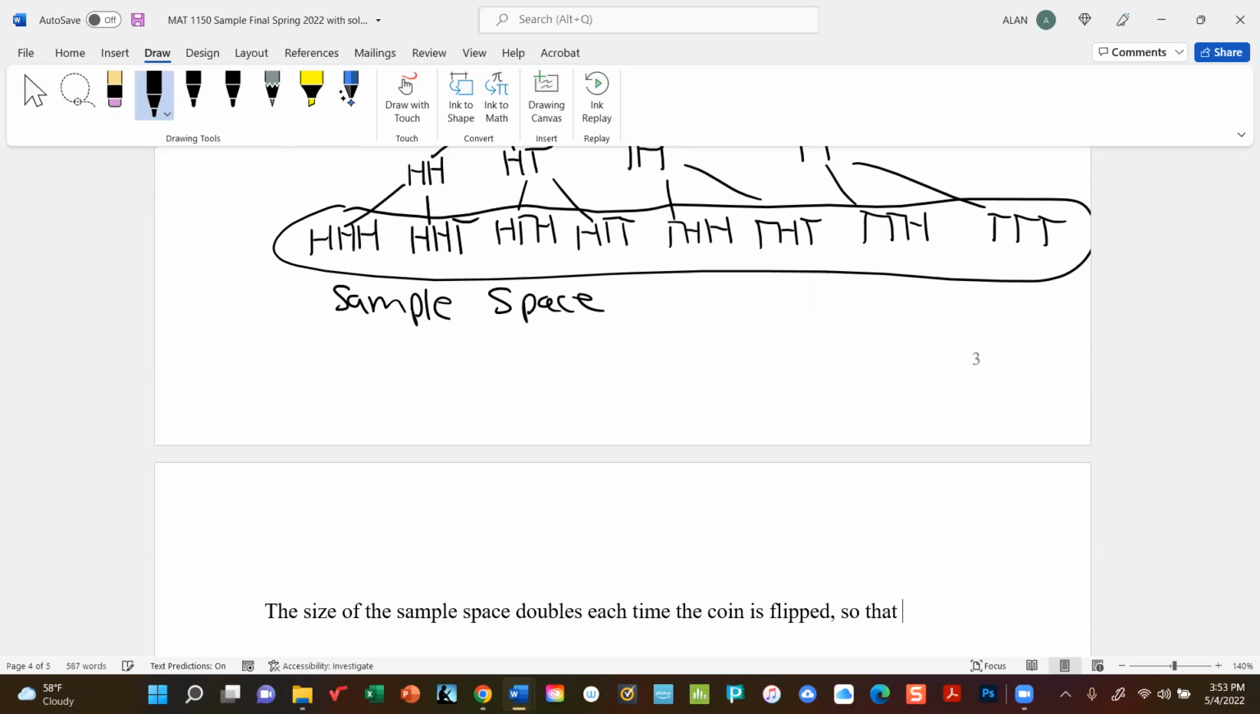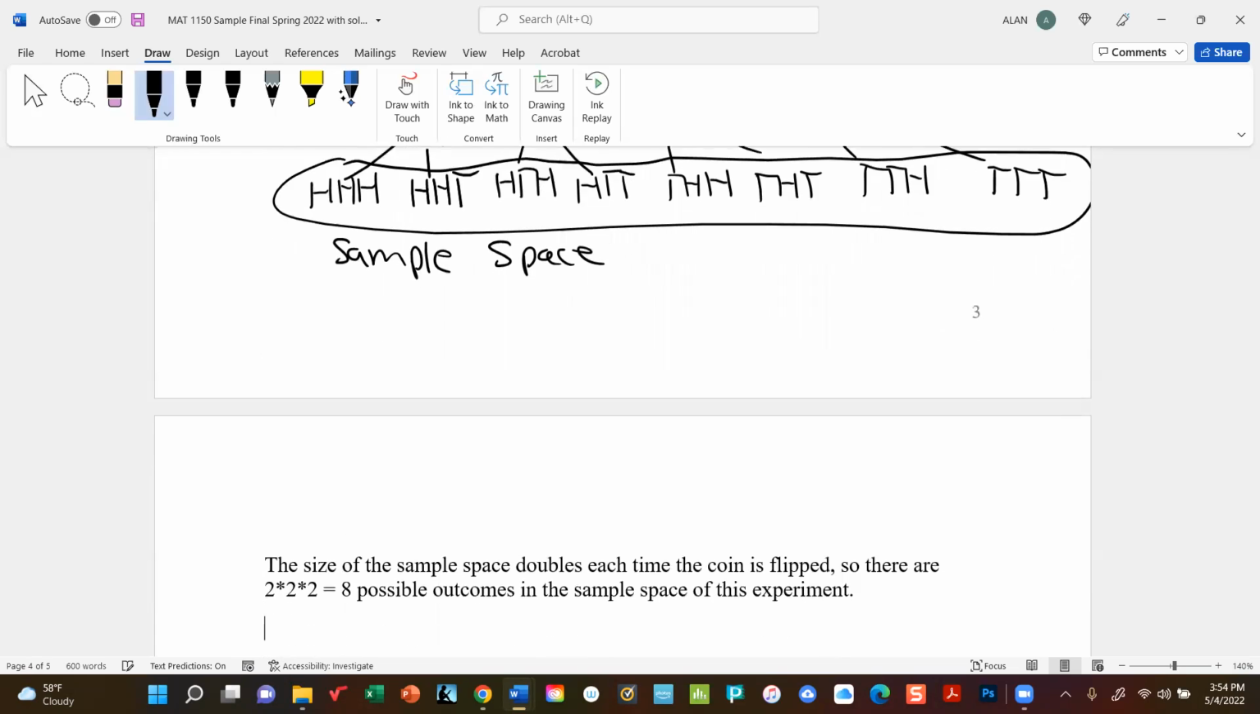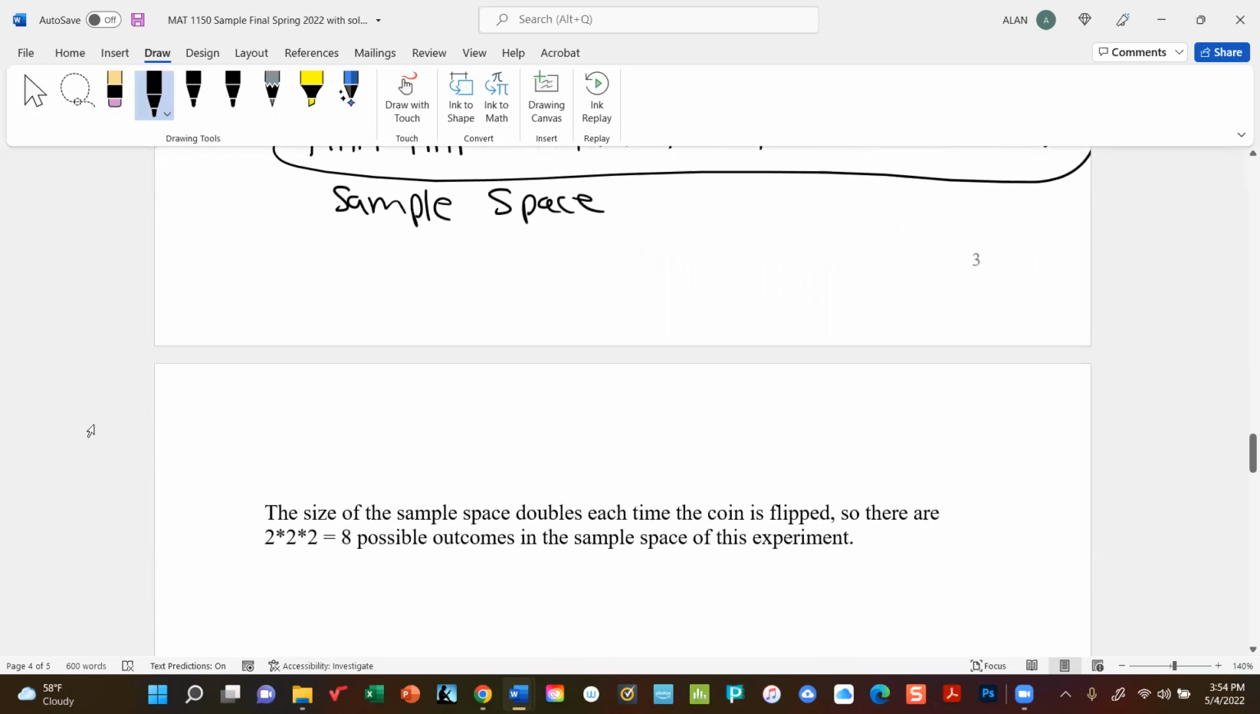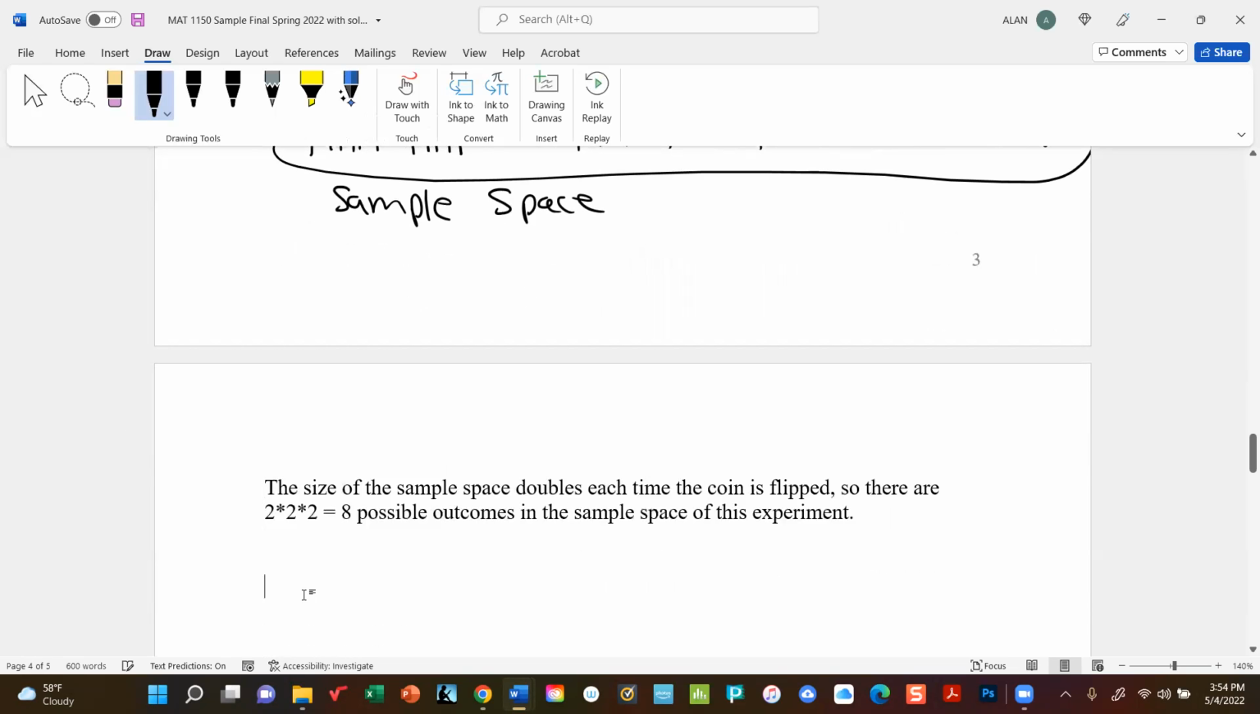So there are 2 times 2 times 2 outcomes or elements. Sorry, I forgot to write down, equals 8 possible outcomes in the sample space of this experiment. So we've got to get that straight before we do anything else. If you got the wrong sample space, there's no way you can get any of the questions right.